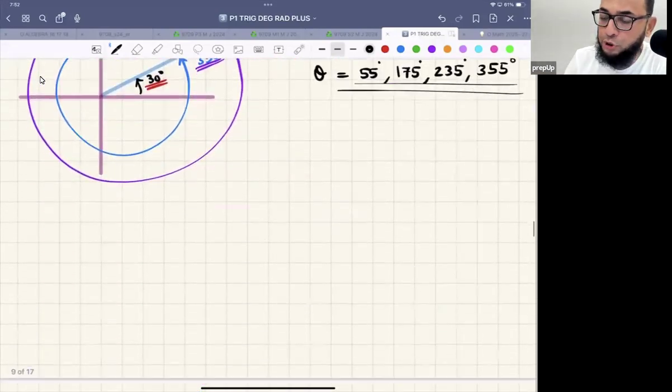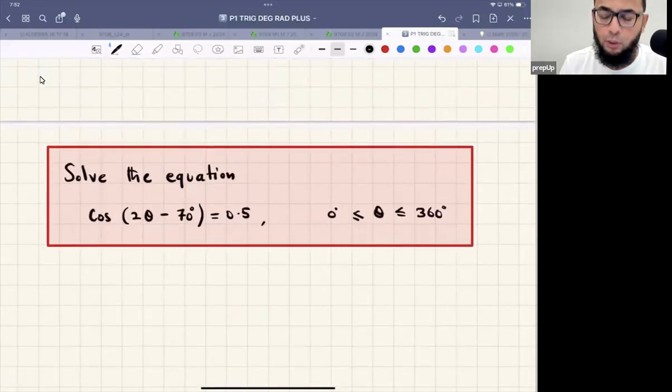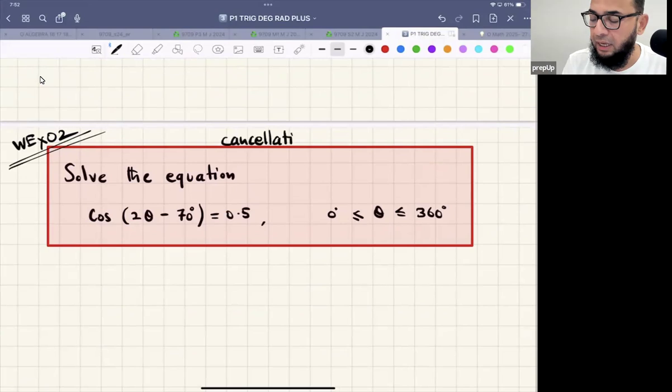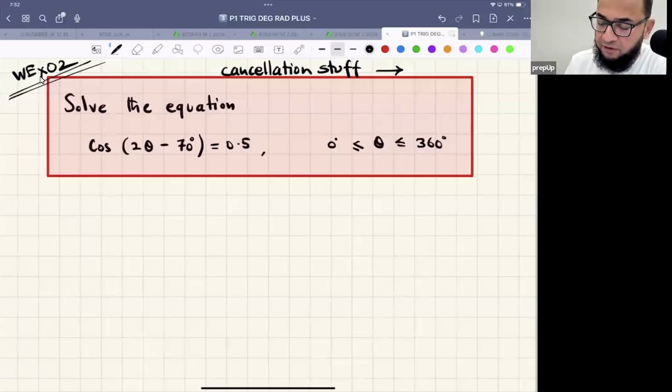Okay, now a question on the flip side. So worked example 2, again cancellation stuff, and this comes in P1, this comes in P3 also. Cancellation stuff, and what is special, I'll write it after a while. So solve the equation cosine of 2 theta minus 70 degrees is equal to 0.5. Again, we will write first and fourth quadrant because cosine is positive in first and fourth.